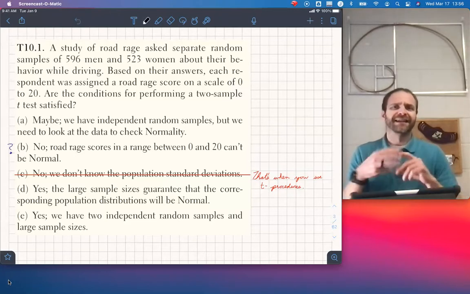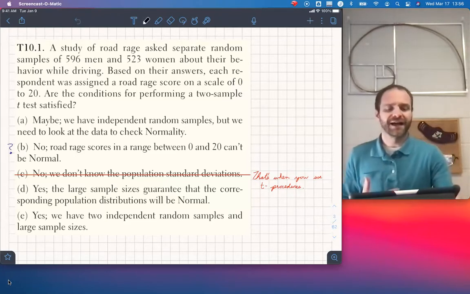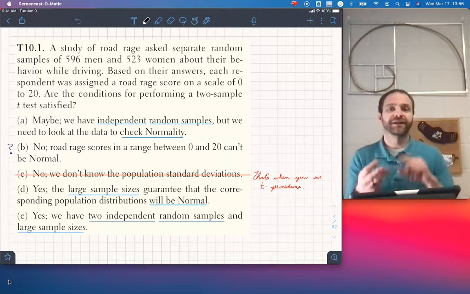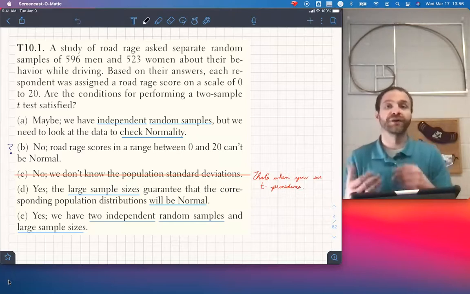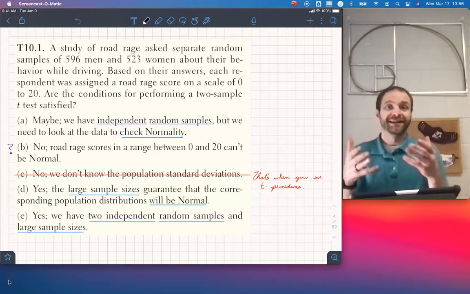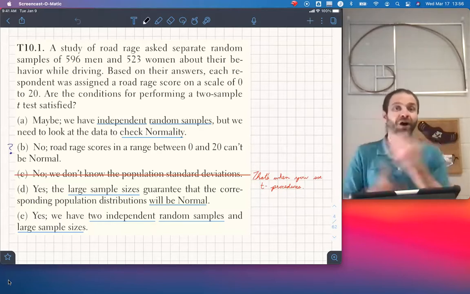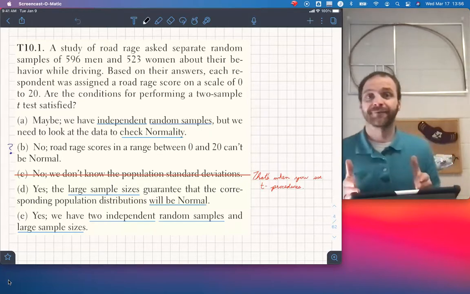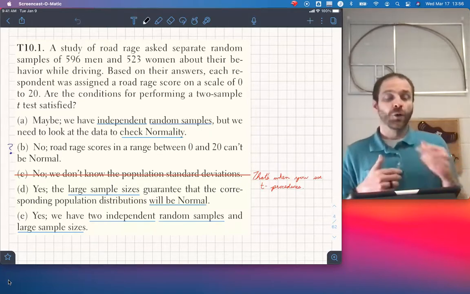A, D, and E all sound familiar and really similar. You can see I've underlined a lot of them. Independent random samples, check normality, large sample sizes, will be normal, independent random samples, large sample sizes. Those words all sound the same, like they're repeating. So they all have things in common, which means I better know my concepts. And that's what I'm going to look at next: what are the concepts here?